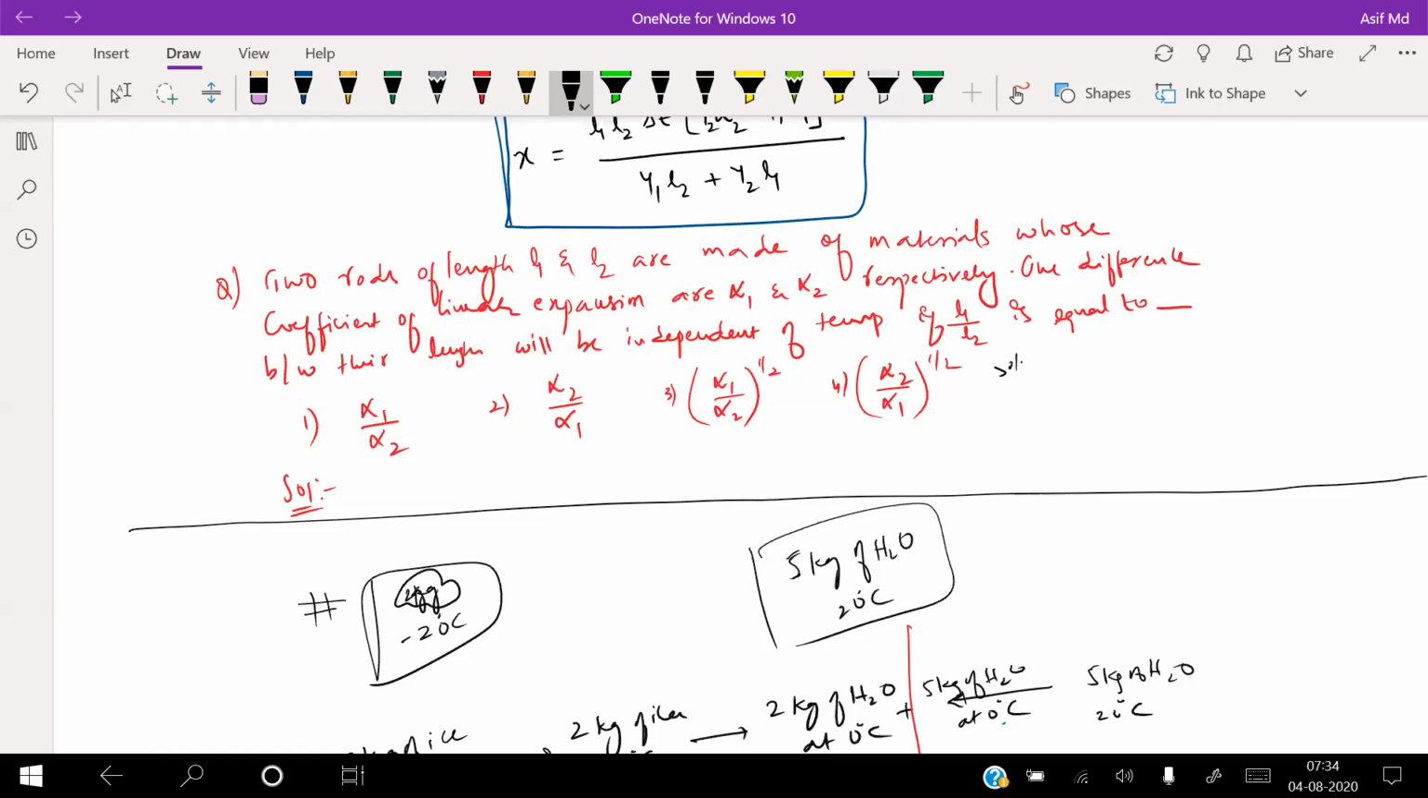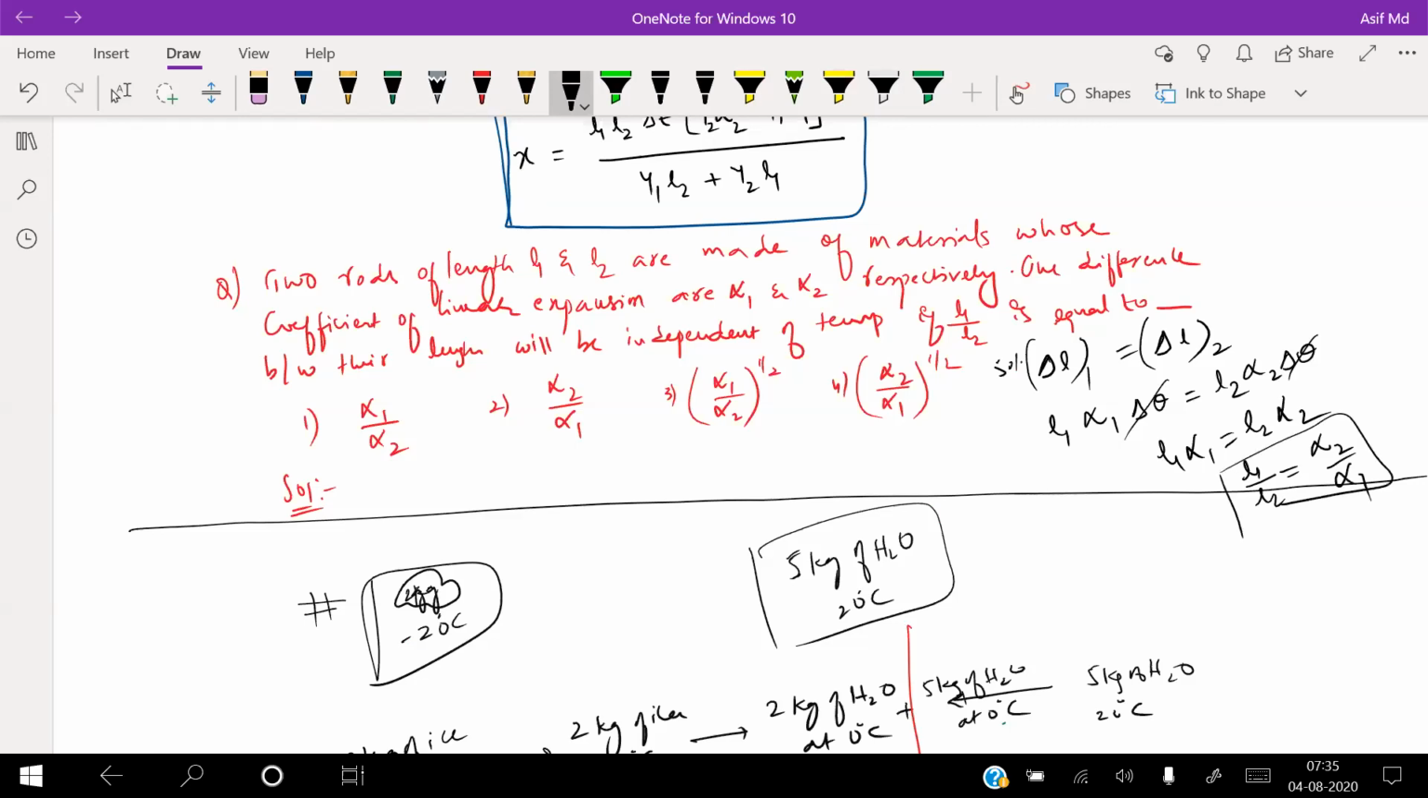So can I write that step here right now? Delta L of the first rod must be equal to delta L of the second rod. That means L1 into alpha 1 into delta theta is equal to L2 into alpha 2 into delta theta. Delta theta will get cancelled, so we get L1 alpha 1 equals L2 alpha 2. From this we can write L1 divided by L2 is equal to alpha 2 by alpha 1. So the second option will be correct. Yes, sir.